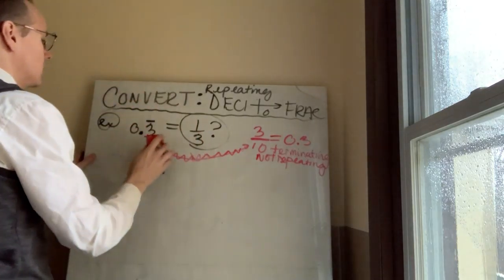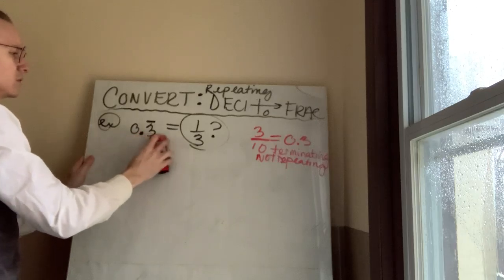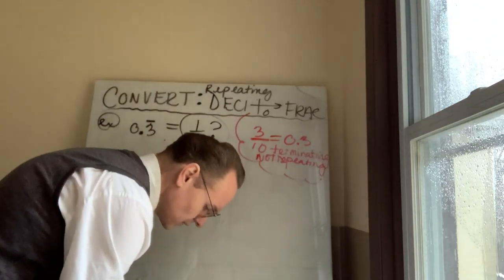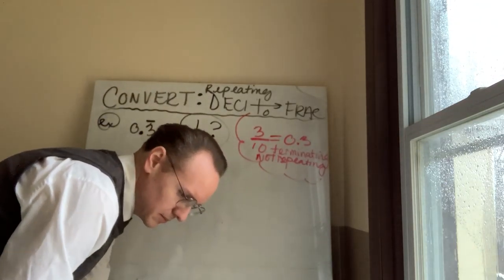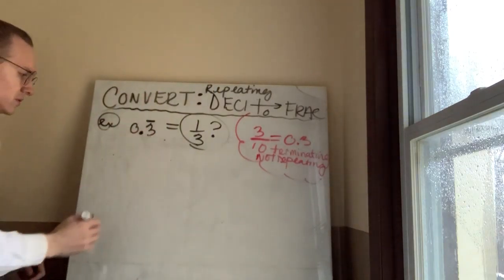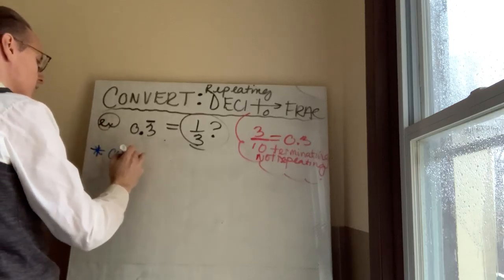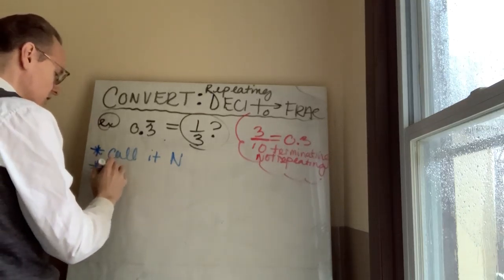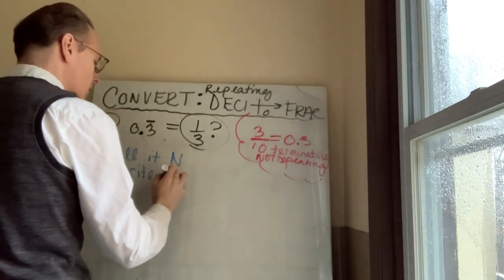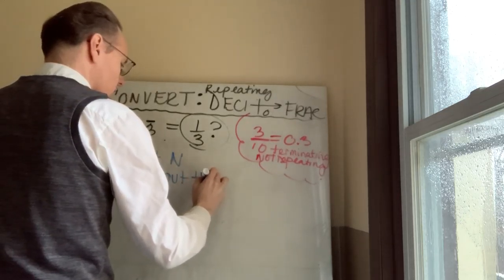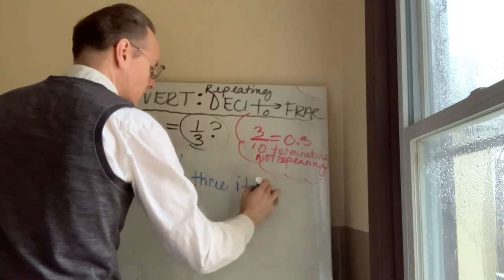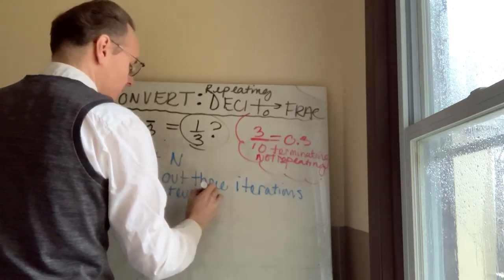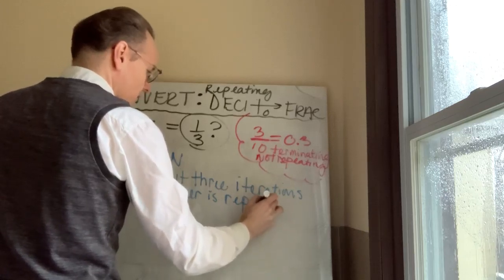So, I'll do something different. Okay. This is maybe a little alien, but we're gonna take this number and we're gonna call it N, capital N. And then we're going to basically write out three iterations of whatever is repeating, just to illustrate the pattern.